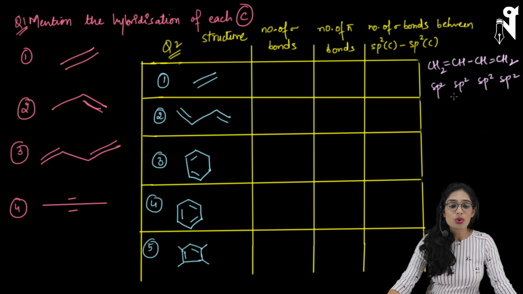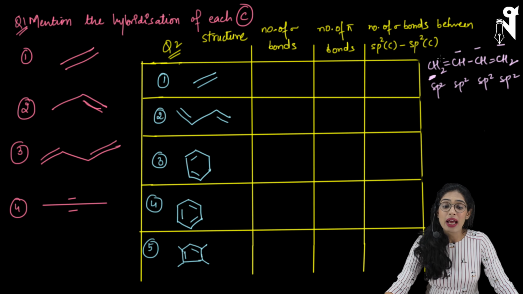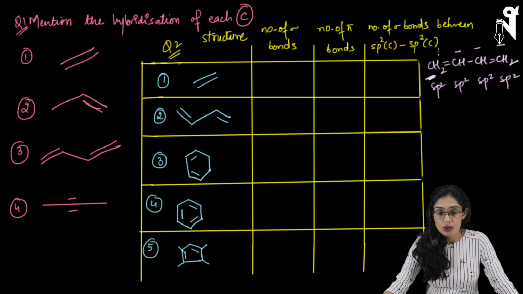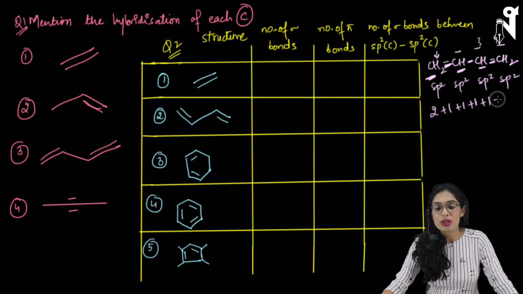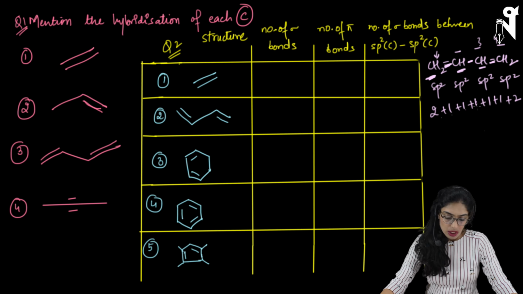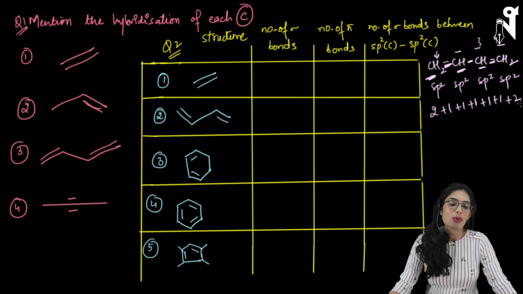Now we have to find out the total number of sigma bonds. So this carbon has two sigma bonds with hydrogen, and one sigma bond between the first carbon and the second carbon, so plus one. Then this carbon has one sigma bond with hydrogen, so plus one. Then there is one sigma bond between the second carbon and the third carbon, so plus one. Then the third carbon has one sigma bond with hydrogen, plus 1, and one sigma bond between the third carbon and the fourth carbon, so plus 1 again, and the fourth carbon has two sigma bonds with hydrogen, so 2 plus 1 plus 1, so 4, 5, 6, 7, 8 and 9. So total 9 sigma bonds is what we are getting.